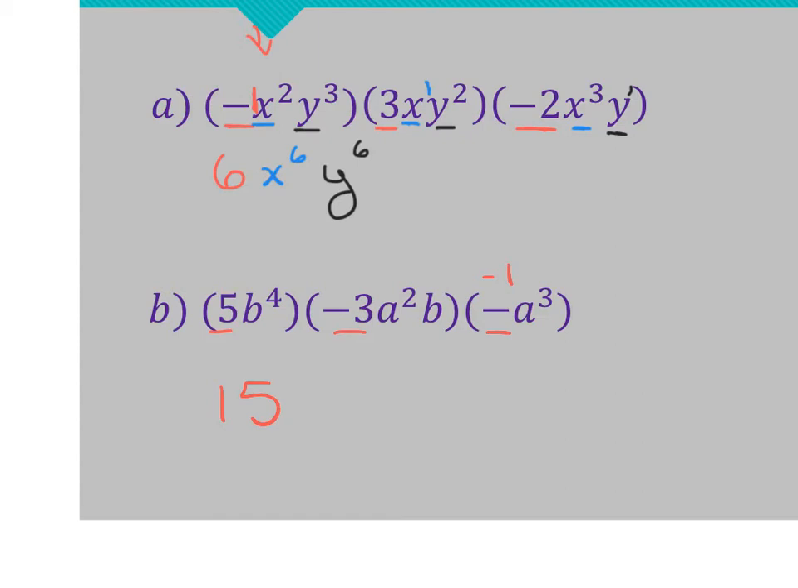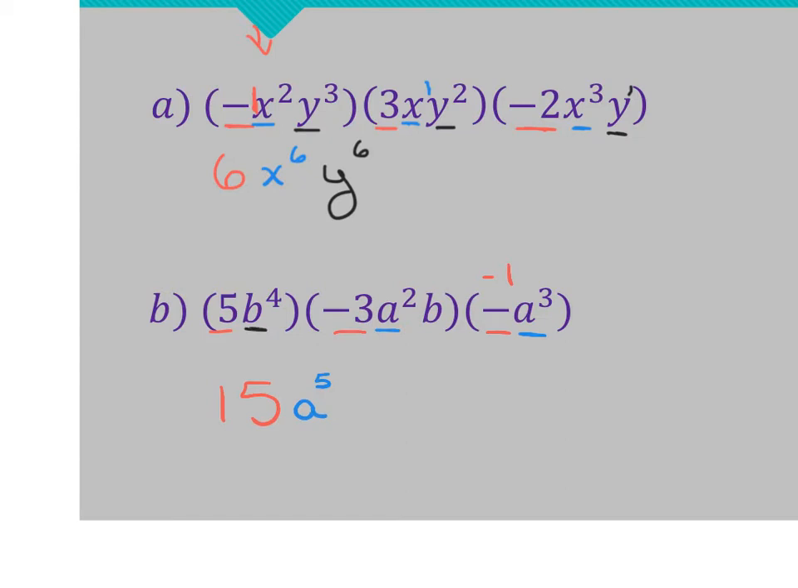Now I'm going to go back and look for some variables. I've got an a in this one and an a in this one, so I'm going to add 2 plus 3. I like to write my answer, my solution, in alphabetical order. Technically, if you would have written the b first, it's the same answer. But a lot of times on a standardized test, you're going to see the answer written in alphabetical order.